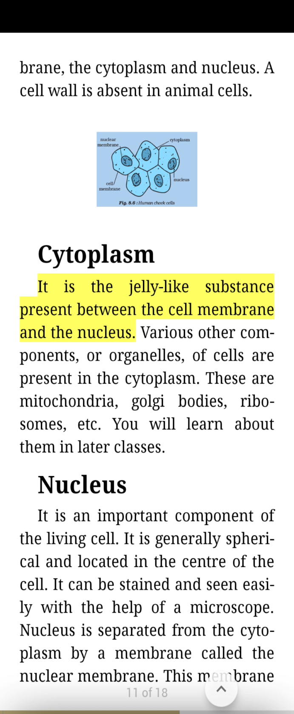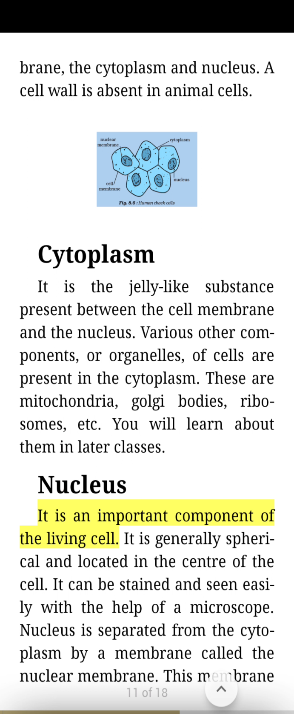Cytoplasm. It is the jelly-like substance present between the cell membrane and the nucleus. Various other components, or organelles, of cells are present in the cytoplasm. These are mitochondria, Golgi bodies, ribosomes, etc. You will learn about them in later classes.